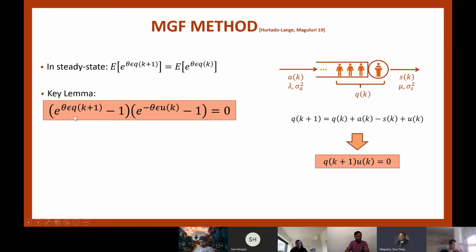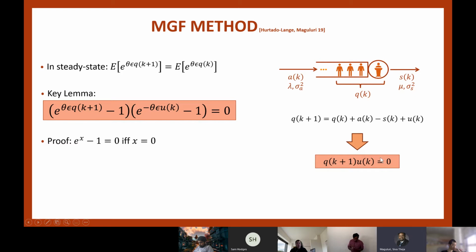e power theta epsilon Qk plus 1 minus 1, times e power minus uk minus 1, is 0. Why is this true? This is actually very, very simple. Notice that the function e power x minus 1 is 0 if and only if x is 0. So suppose u is 0, then this term will be 0, so the product is 0. Suppose u is not 0, then qk plus 1 must be 0. So the first term should be 0. Therefore, this product is 0. So essentially, this lemma is just a rewriting of the relation qk plus 1 times uk equal to 0.